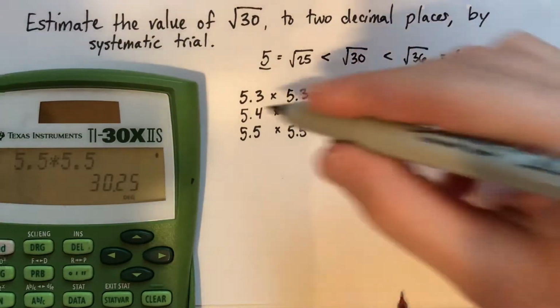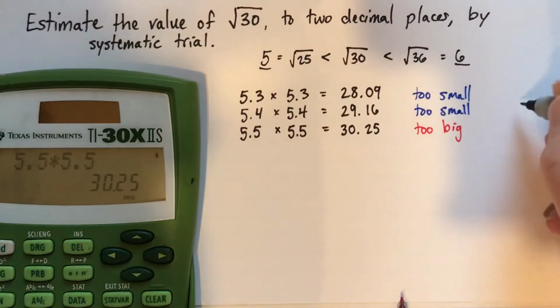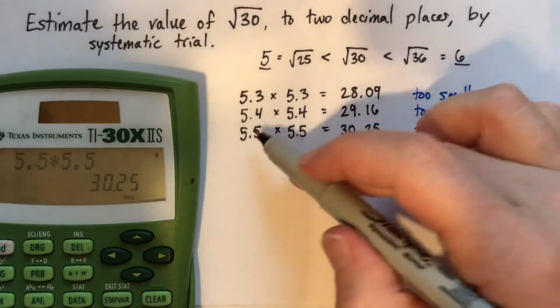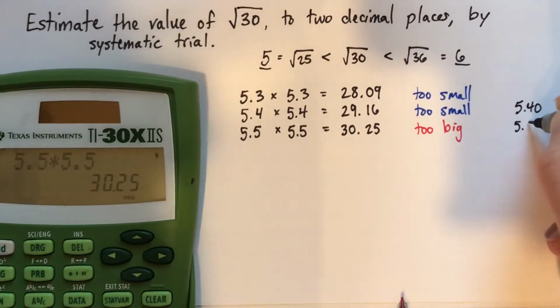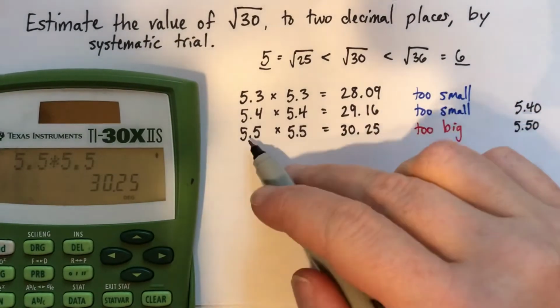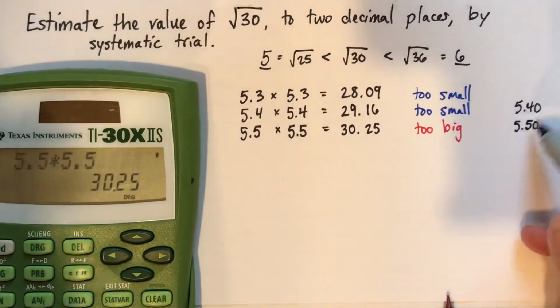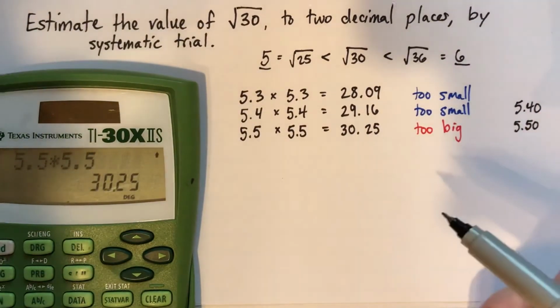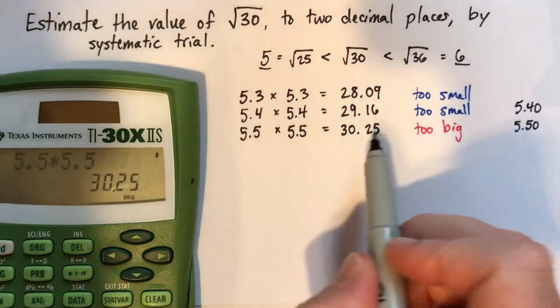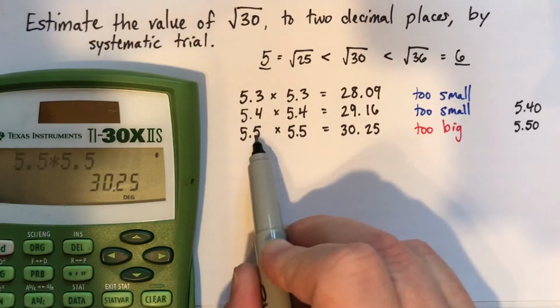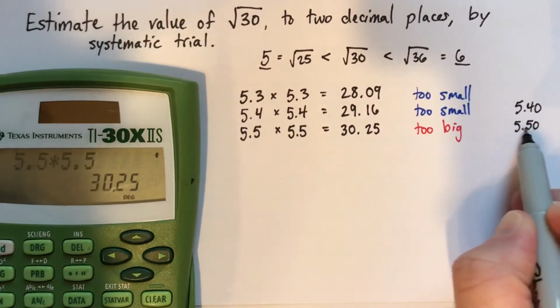So I'm just going to remind you that 5 4/10 is the same as 5 40/100. Those are the same numbers. And 5 5/10 is the same as 5 50/100. Those are the same numbers too. So it's a lot easier to find a number between those two. If I look at this, I think this is maybe a bit closer to 30 than that one is. So I'm going to guess a number that's a little bit closer to 5 1/2.